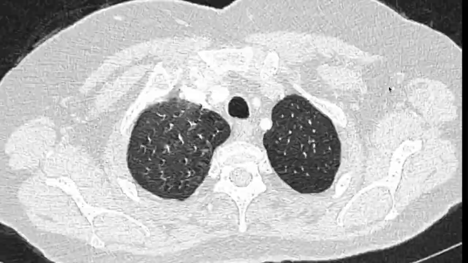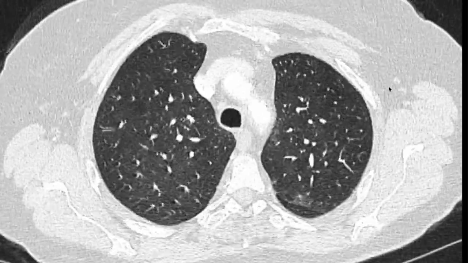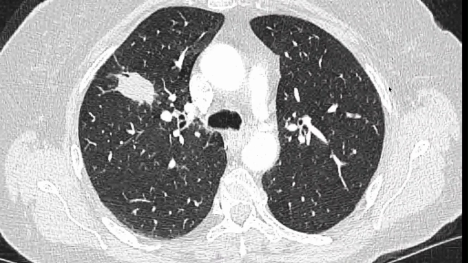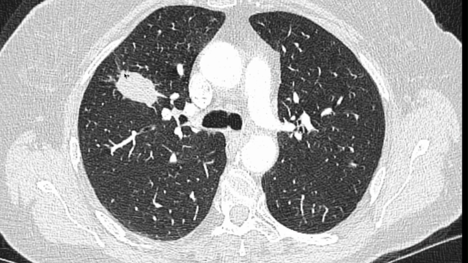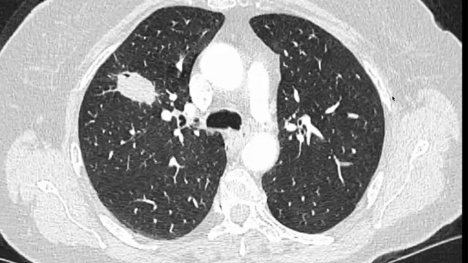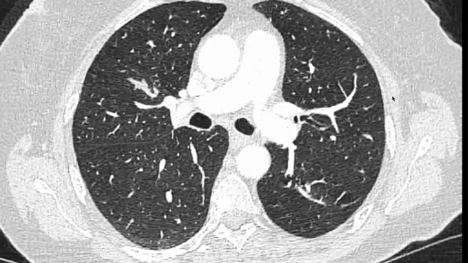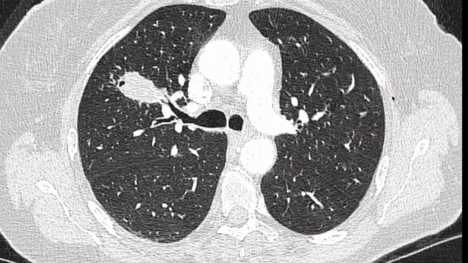Here's the CT. We'll just have a look through the lung windows. We'll scroll down through the lungs, and in the right upper lobe, we can see a lung mass. What we want to do is to map the airways to find out how we're going to locate this with the radial EBUS. As you scroll through it, you can see that there's an airway here that goes into this lesion. We can follow that back to the right upper lobe.